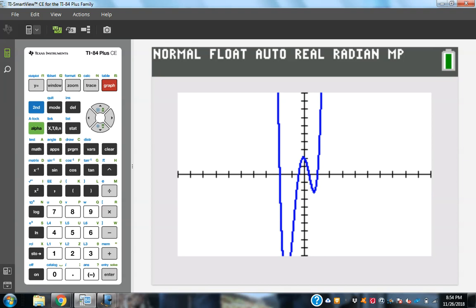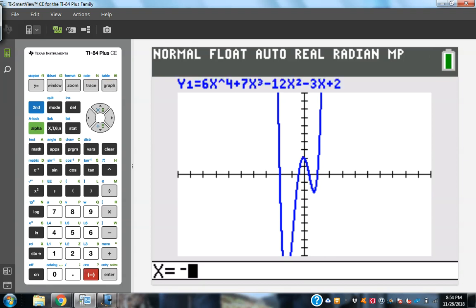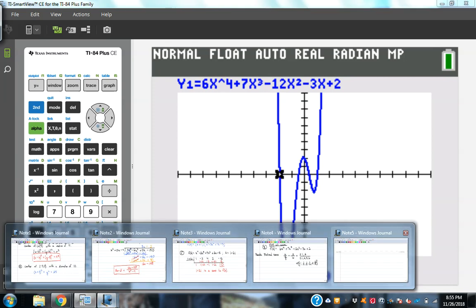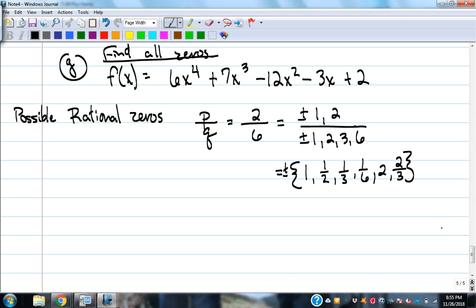-2. Now, to make sure that it'll work so I don't waste my time doing synthetic division, I'm going to hit trace and then type in -2. Look at the y value. It's 0. That means -2 will work in synthetic division, and -2 is a zero of this polynomial. So that's the first one I'm going to use. I'm going to go back to my problem and do synthetic division with a -2 on the shelf.